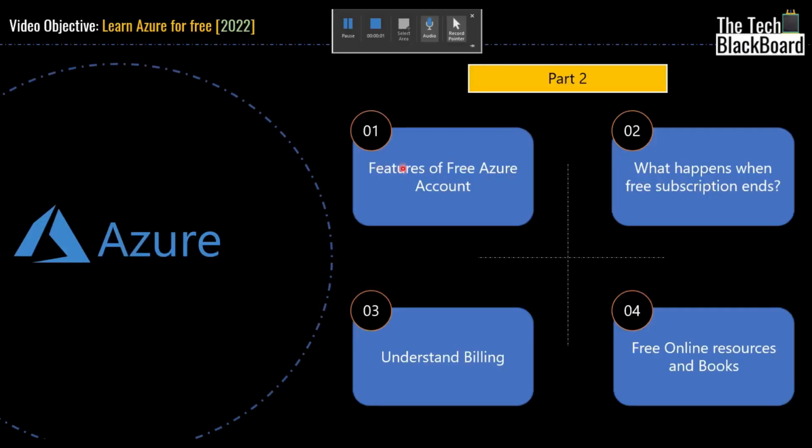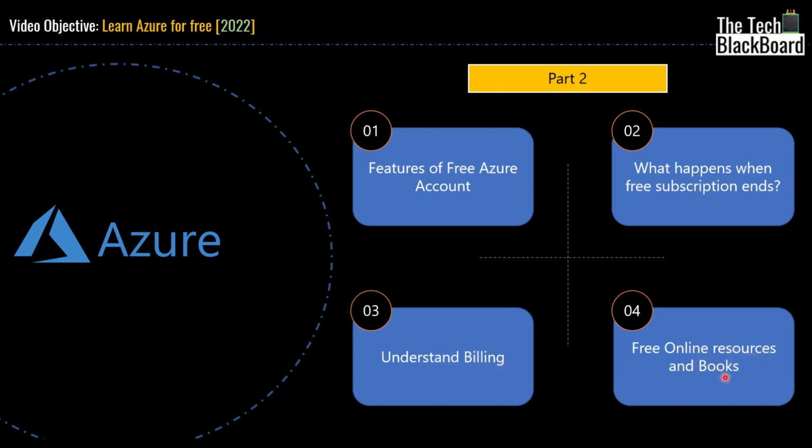Now let's first understand the objective of part 2. I have divided this part in 4 sections. The first section is features of free Azure account. The second section is what happens when free subscription ends. The third one is understanding the billing, and the fourth one is free online resources and books.